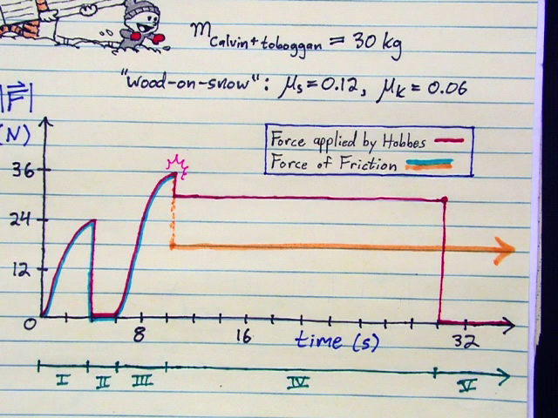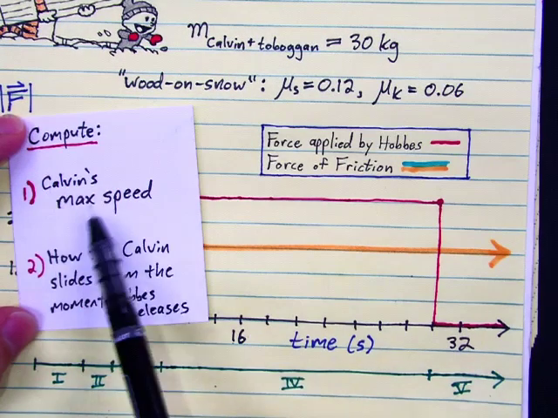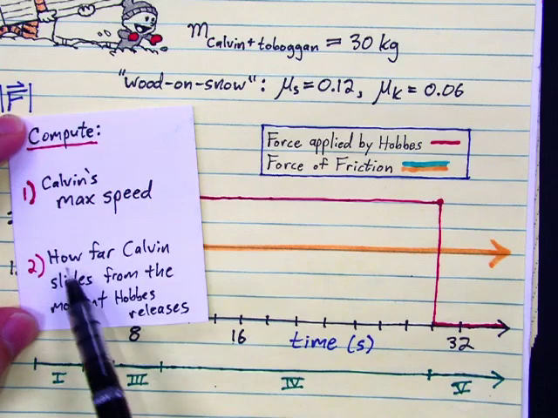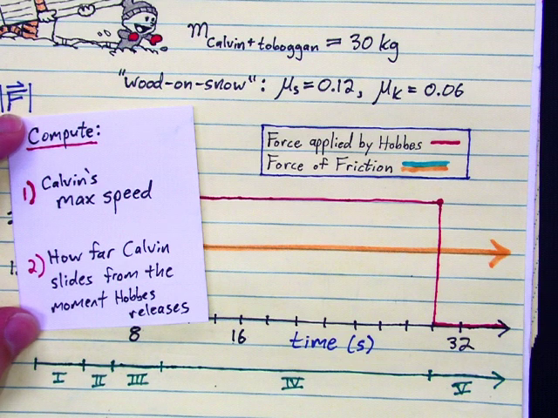Last set of tasks involves kinematics. Use your knowledge of kinematics to compute Calvin's maximum speed and determine how far Calvin slides from the moment Hobbes releases him until Calvin eventually comes to rest once again. Pause the video. Ready?